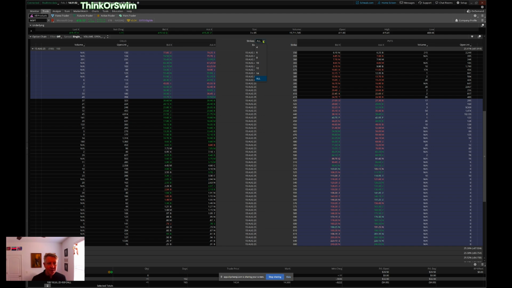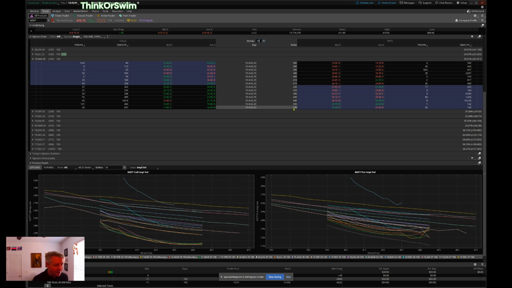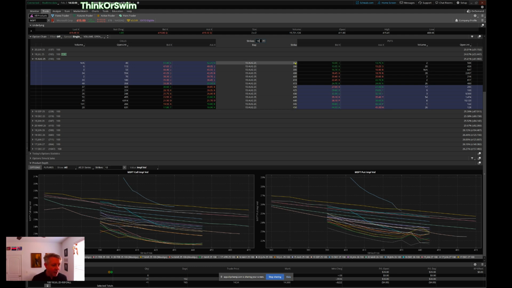Now, you can limit the number of strikes you see. You can see I've prepackaged in Thinkorswim, I can just see 14. That makes it a little simpler to read. You can see at the top of the range now is my 450 strike. At the bottom is the 385.